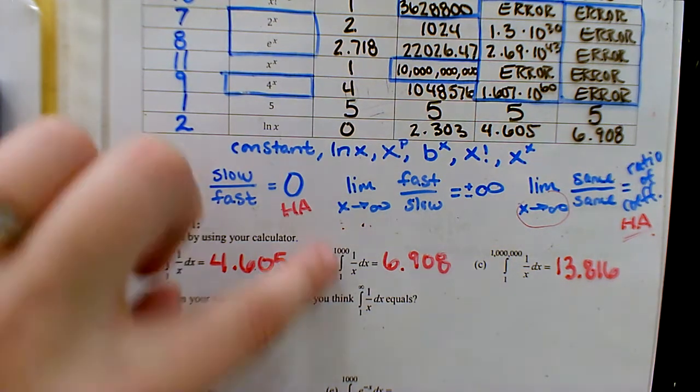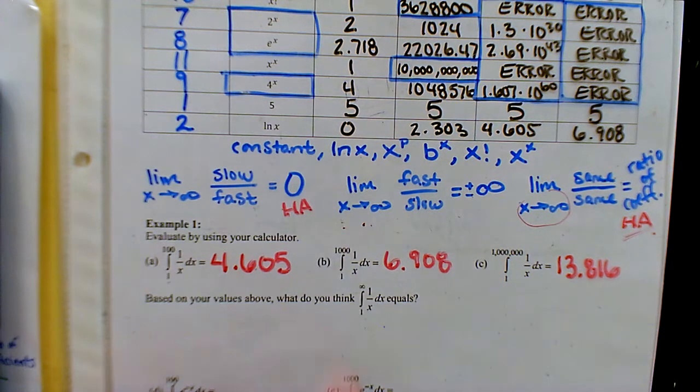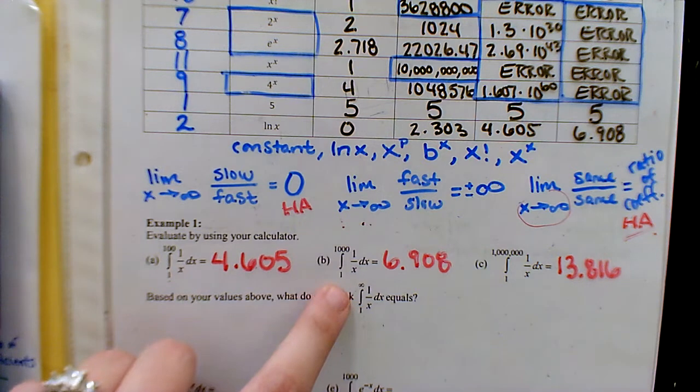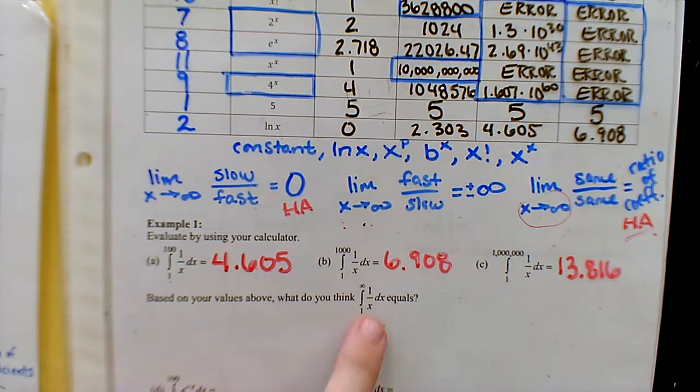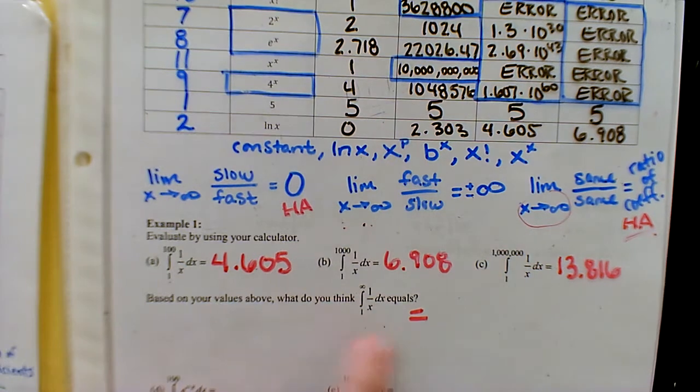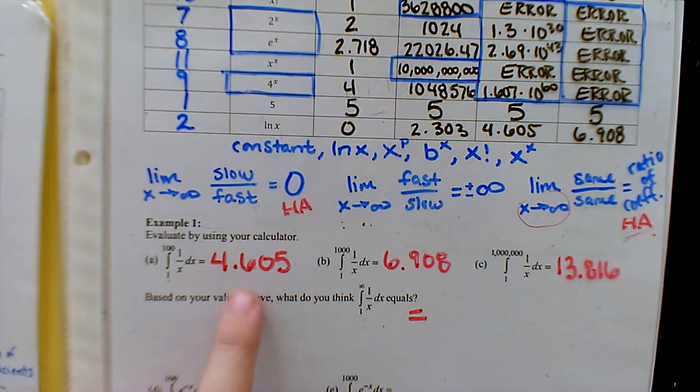Notice how we're going from 1 to 100, 1 to 1,000, 1 to 1,000,000. What if we were to change it from 1 to infinity? Because you can't really type in infinity on your calculator. Can we get an idea about what this might be? Positive infinity.